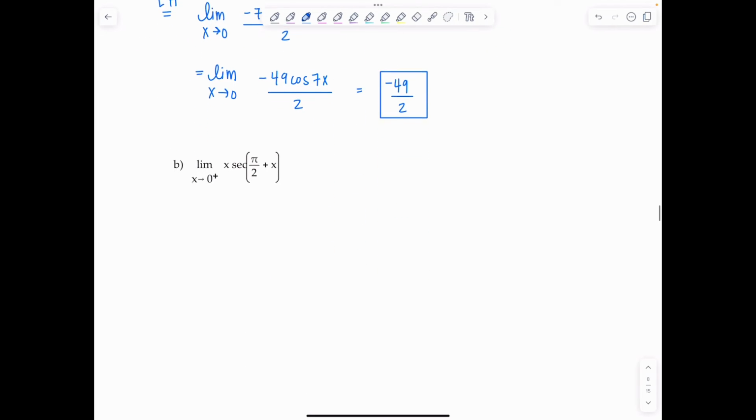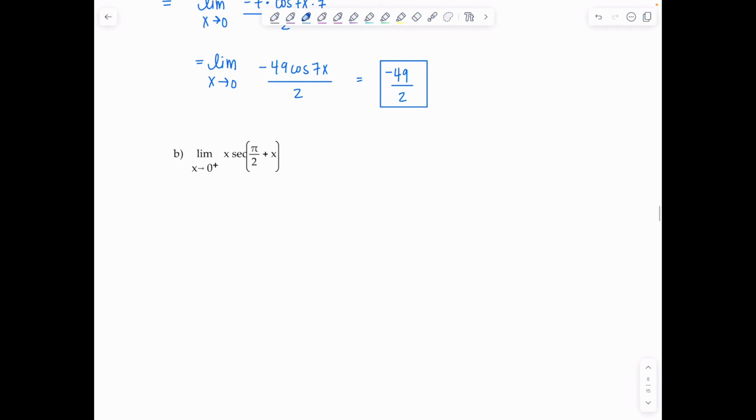Okay, let's see here. Limit as x goes to 0 from the right of x times secant of pi over 2 plus x. So as x is going to 0, this first term is going to 0. Now what about secant of pi over 2 plus x? Secant is the reciprocal of cosine, right?